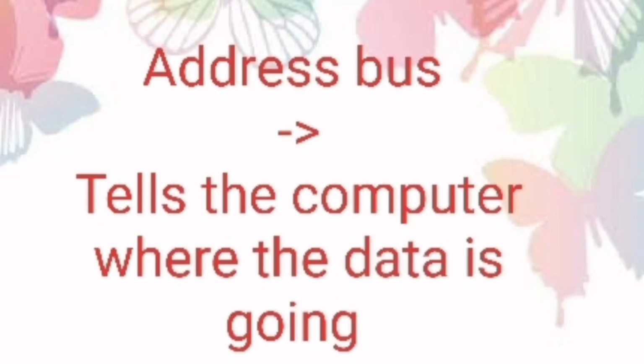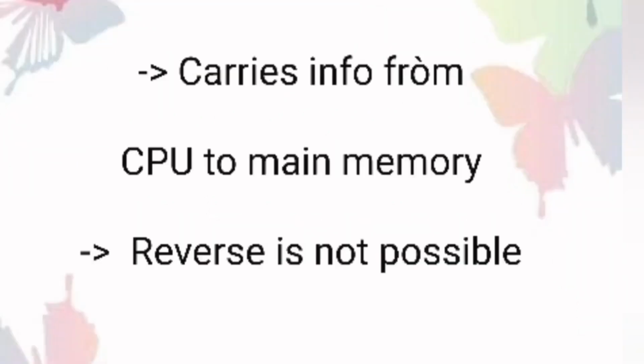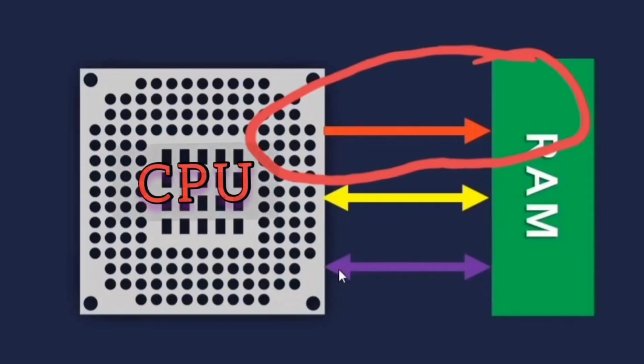The next step is that the data needs to know where it is going. This is achieved by using the address bus. This address bus tells the computer where the data is going. For example, the data is going to the main memory. Okay. Now this address bus is unidirectional. Why is it unidirectional? Because it carries information from CPU to main memory, but the reverse is not possible.